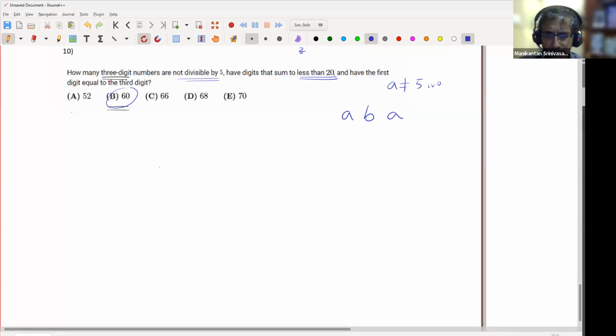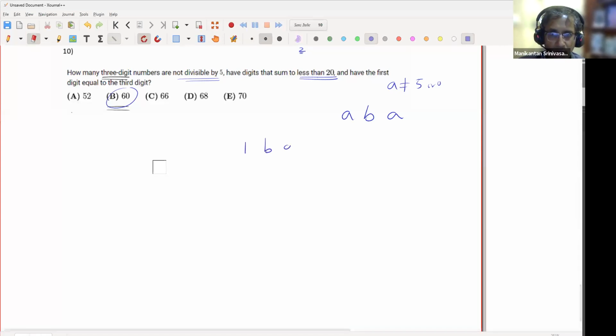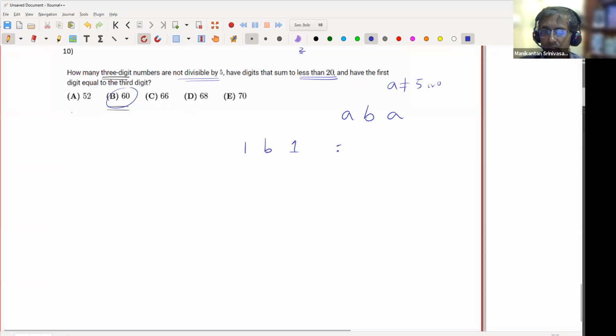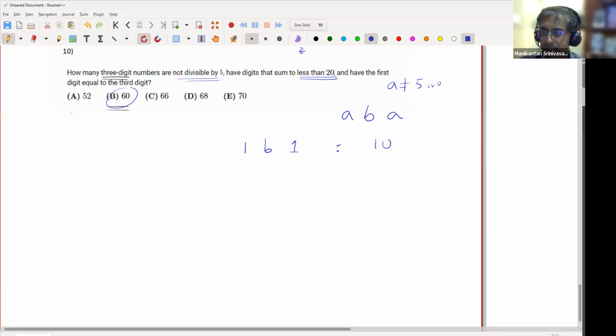Okay, so first of all, if A is 1, right? 1 plus B plus 1 will not even exceed the limit. So 1B1, any combination of B will work, from B being 0 to 9. So there are 10 numbers like this. If A is 2, 2 plus 2 is 4. So again, any combination will work.